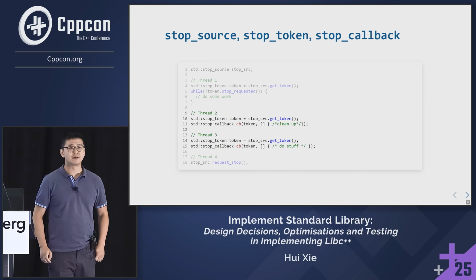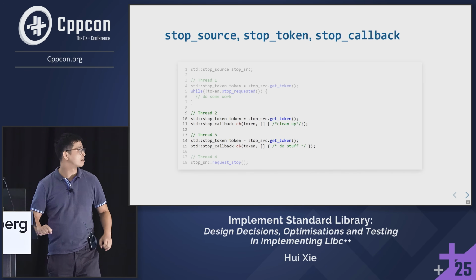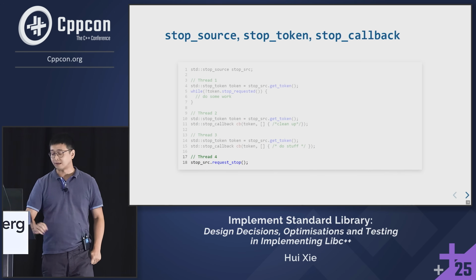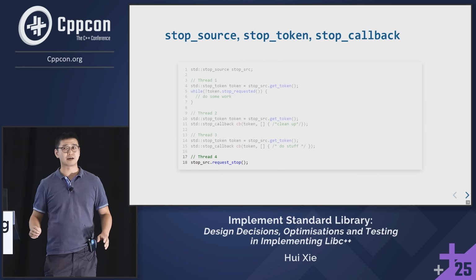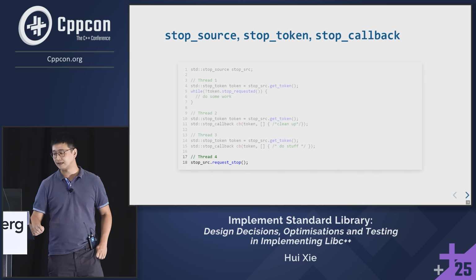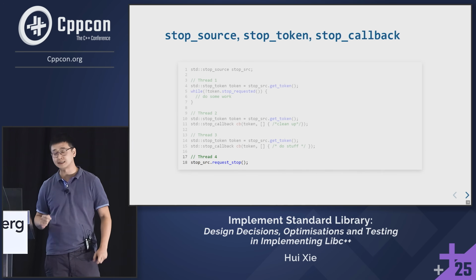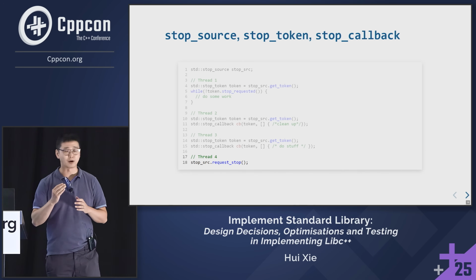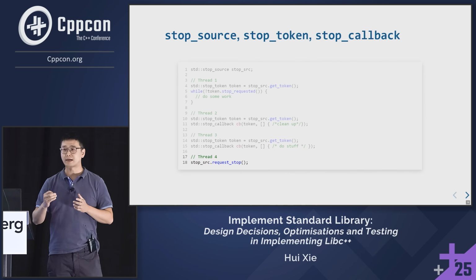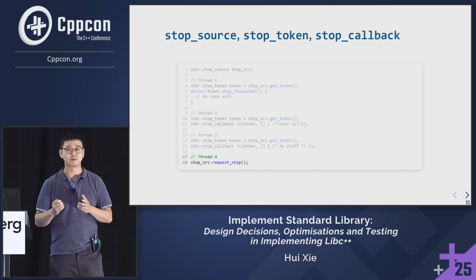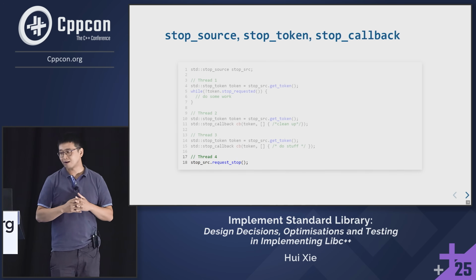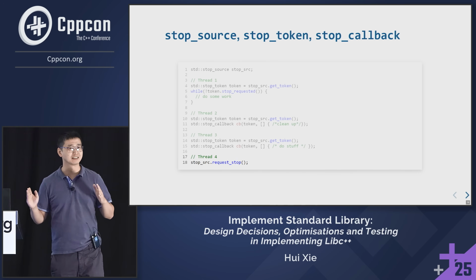And on thread 2 and 3, you can register as many stop callbacks as you like. They are callbacks. And on another different thread, at a certain time, you can call stop_source request_stop. What happens when you call that function is that it will set the stop request flag. So thread 1's while loop will exit and do some cleanup. And the stop callbacks you registered on thread 2 and thread 3 will be sequentially evaluated on thread 4. Right. So now let's think about how we can implement these three classes.